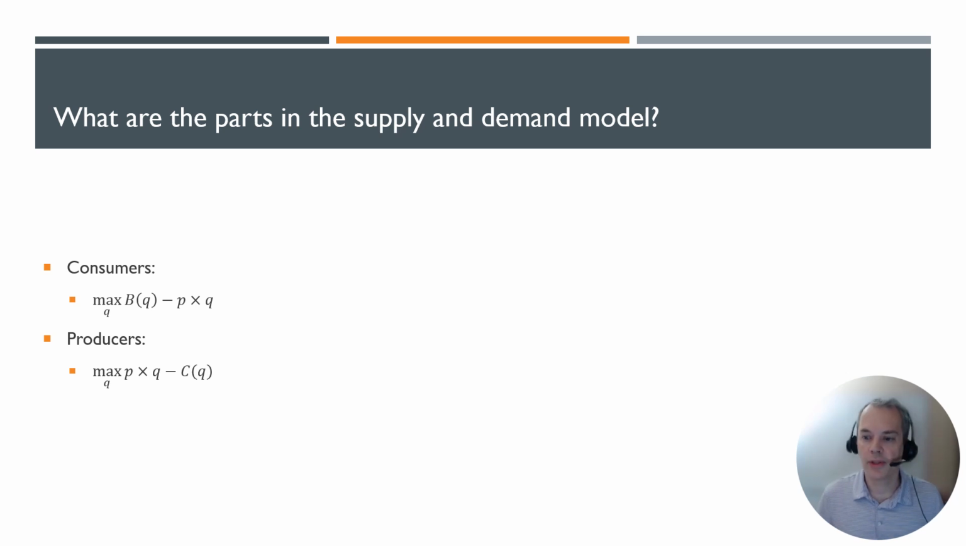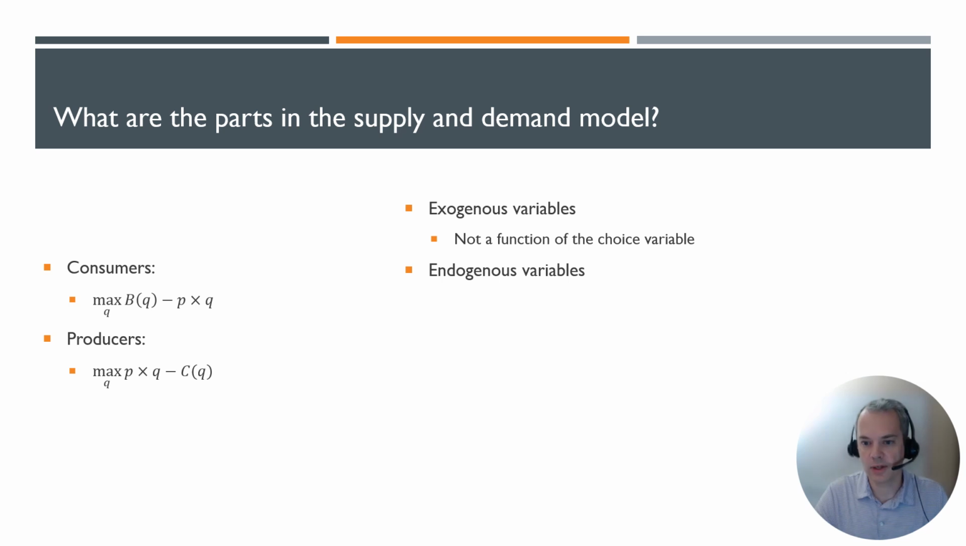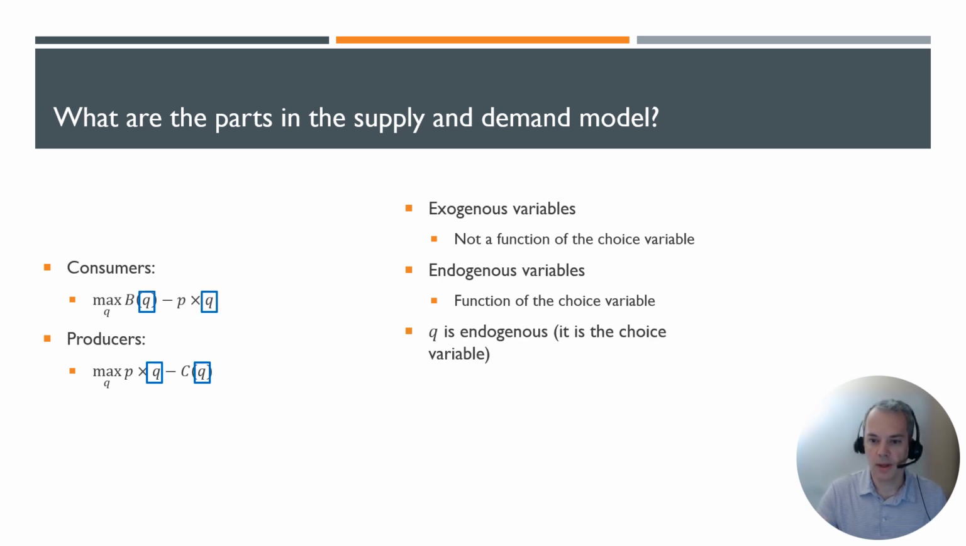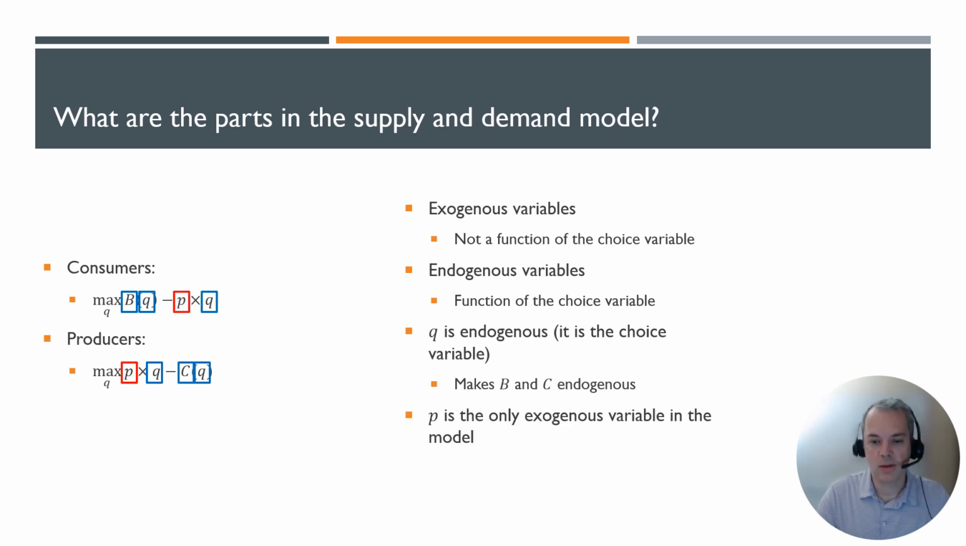So now we're in a position to think about what it means for a variable to be exogenous or endogenous. We're going to define exogenous variables as those that are not a function of the choice variable. And endogenous variables are functions of the choice variable. I'm going to highlight all of the endogenous variables in the model in blue. And so we see quantity is endogenous because it is a choice variable itself. And it makes B and C endogenous as well because they are now functions of this endogenous choice variable. I'm going to highlight the exogenous variables in red. In this case, there's only one, P, which is the only exogenous variable in the model.